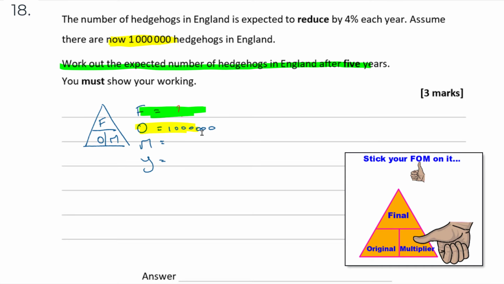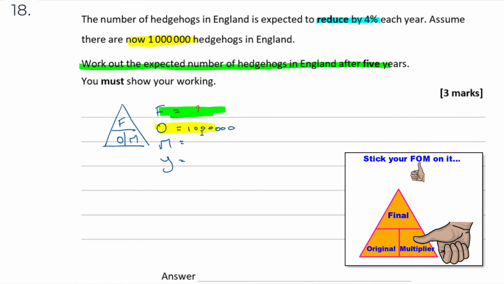And the multiplier, well, it's a reduction of 4% each year. So my multiplier, if I've got 100% and I subtract 4%, that leaves me with 96%, which is 0.96 as a multiplier. And then the number of years, how many years are we doing this with? We're doing it for 5 years, aren't we? So the number of years is going to be 5. Okay?